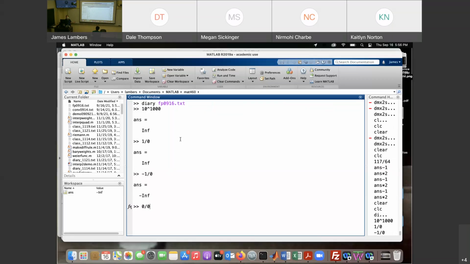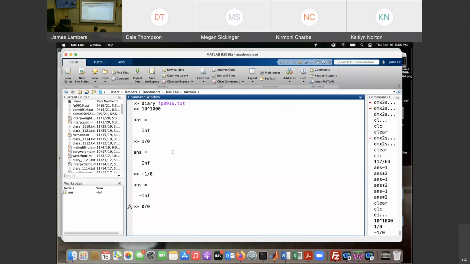So mathematically, what do we consider 0 over 0 to be? Not defined. Yeah, not defined. A term for it that's often used in calculus classes. Indeterminate? Yes, an indeterminate form.